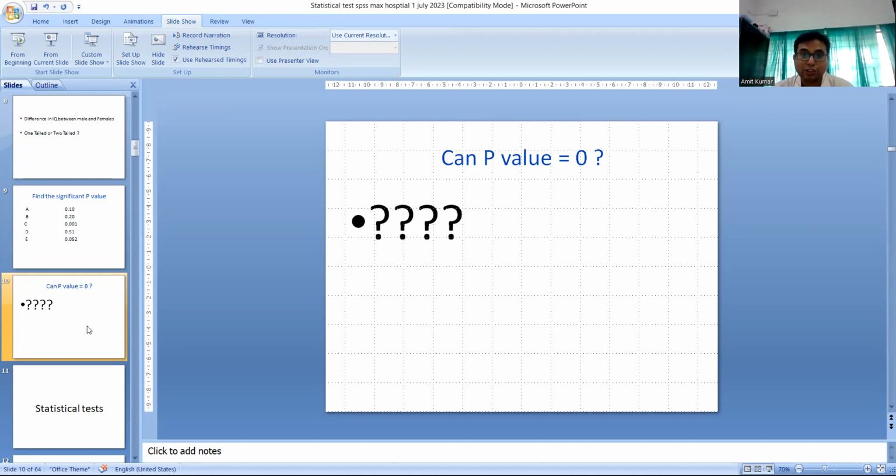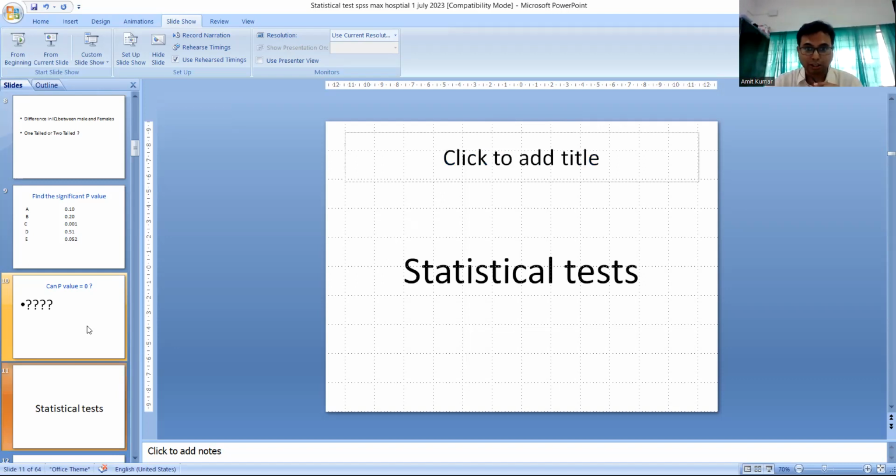So what is the solution? Many statistical software give you the p-value 0.000. In that scenario, you have to write it according to the guidelines. You have to write less than 0.001. These are the guidelines you have to use when you get a p-value of 0.000 in any statistical software output. The software will give you 0.000, but we will not write 0.000. We'll write less than 0.001.